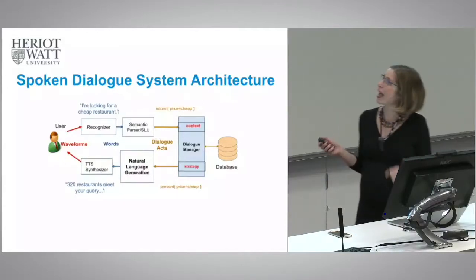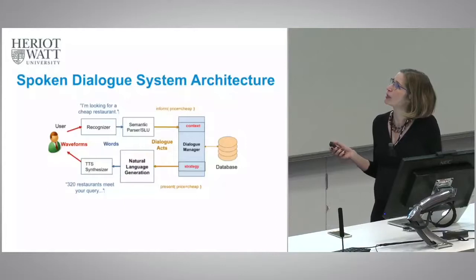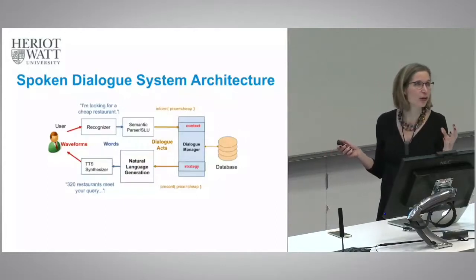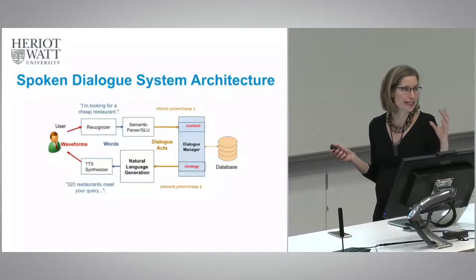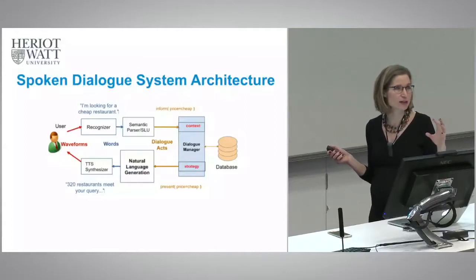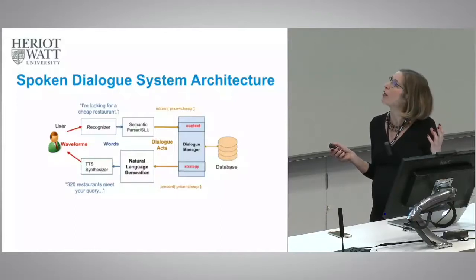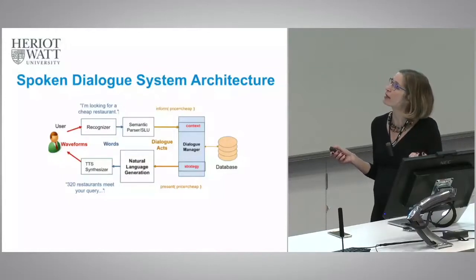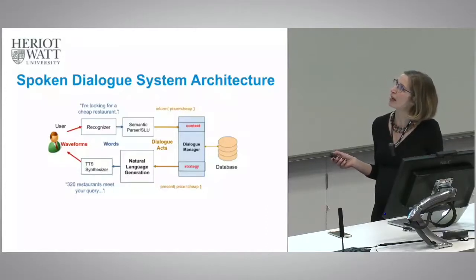And then this dialogue act is fed into what we call the dialogue manager. So this is sort of like the brain of the system, which tries to make sense of what's going on and tries to come up with a good reply strategy. And it usually also has access to some sort of back-end database, like a knowledge base. So in this case, the dialogue manager just says, well, present all the restaurants where the price equals cheap. So again, we're on this abstract dialogue act level.